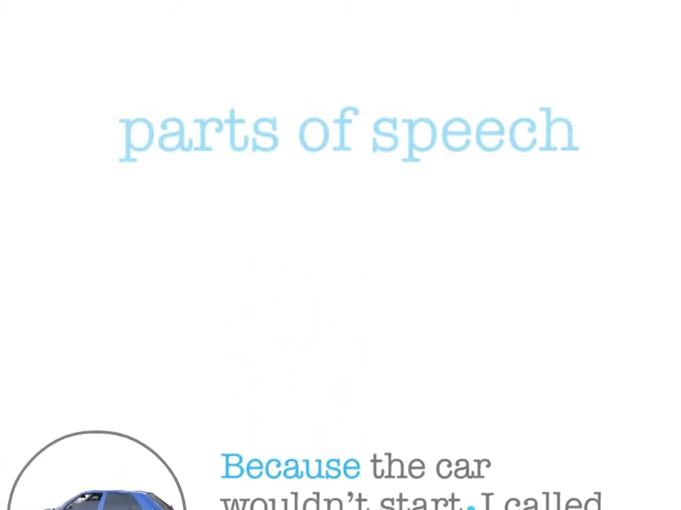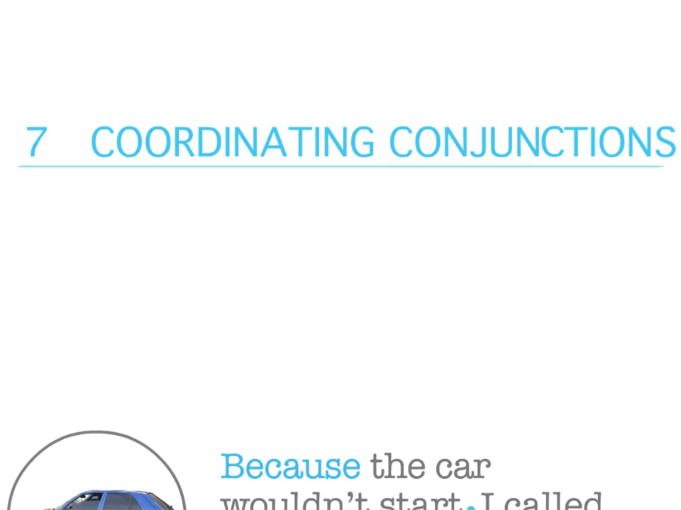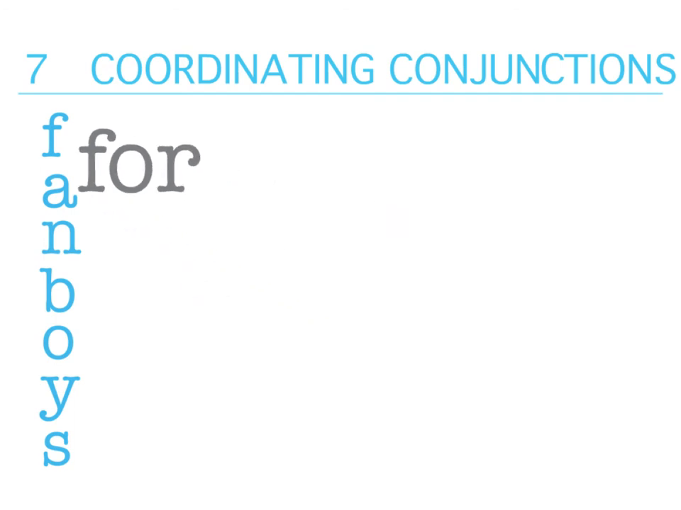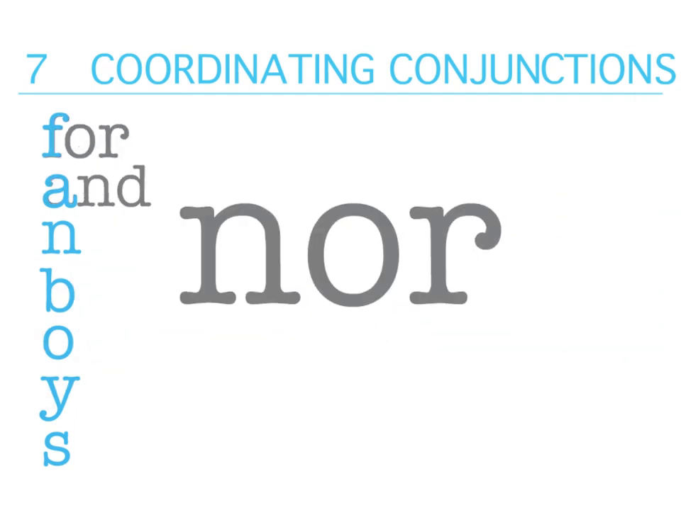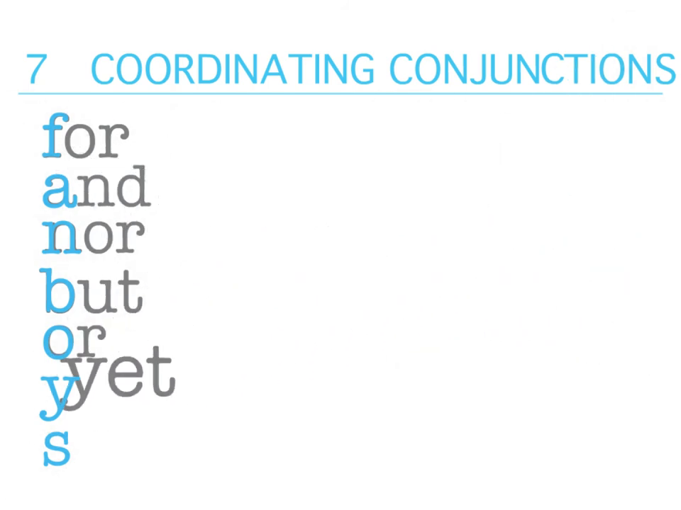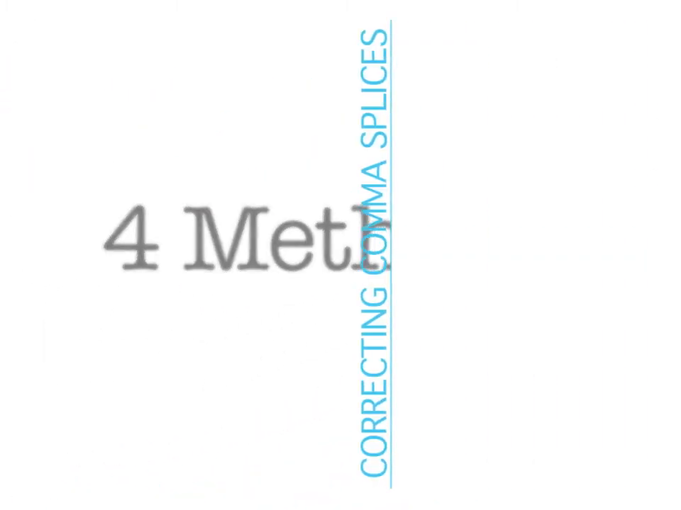As discussed in the Parts of Speech module, there are 7 coordinating conjunctions, and they can be remembered using the FANBOYS acronym. They are for, and, nor, but, or, yet, and so. These will assist you in fixing comma splices. Let's review the 4 methods of correcting comma splices.